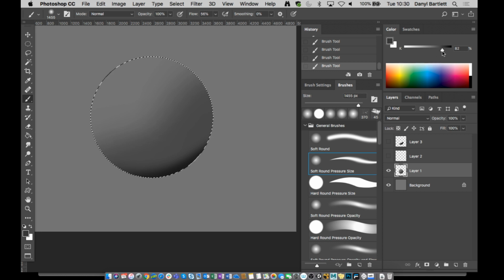I'm going to go back to around my 78 point and just... I've done that pressure brush again. I keep picking the wrong one. Should probably just delete it. Soft round, there it is.